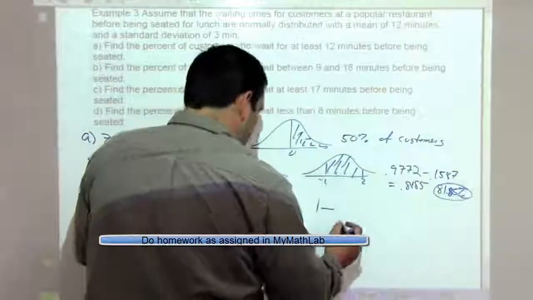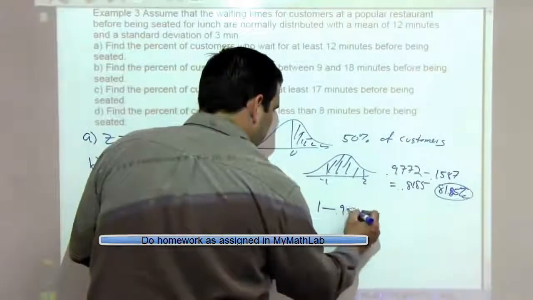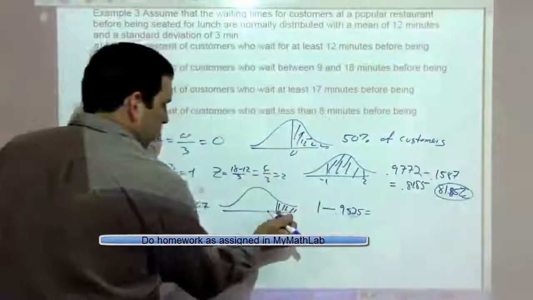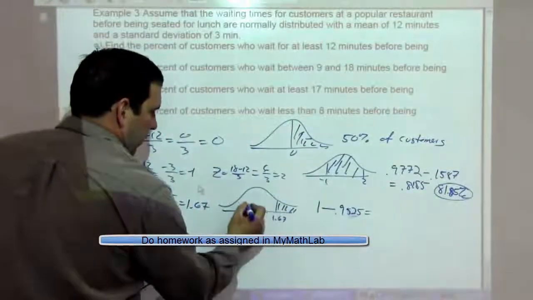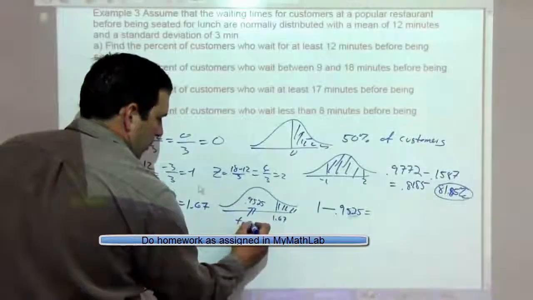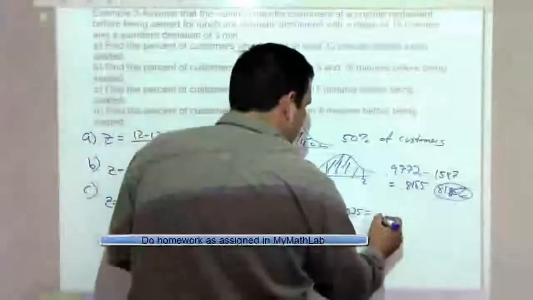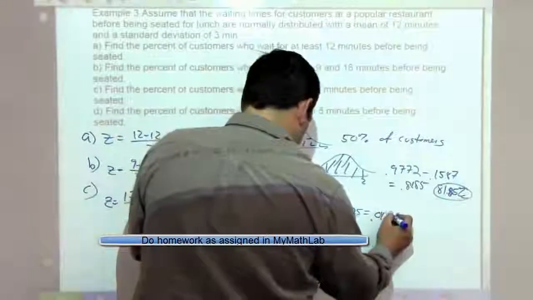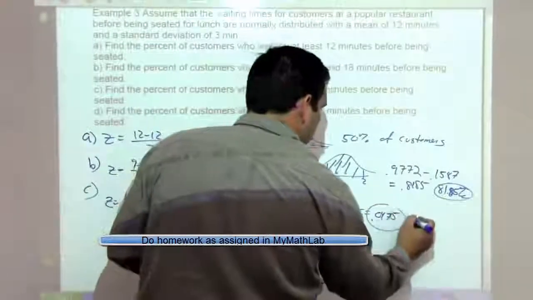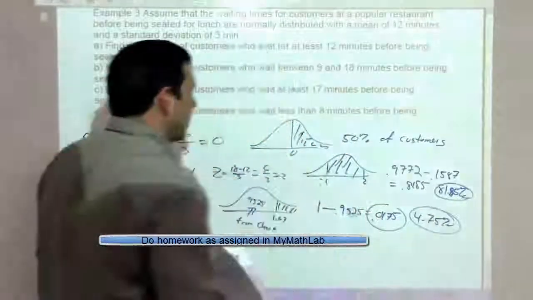So it's going to be 1 minus 0.9525. You looked it up in the chart. That area is 0.9525. And what do we have? 0.0475. Or 4.75% are going to wait more than 17 minutes.